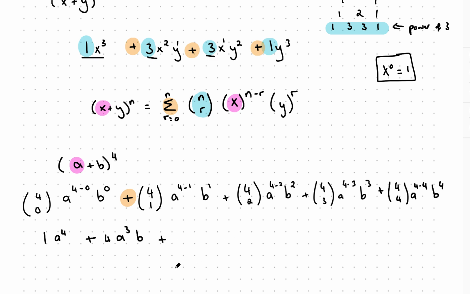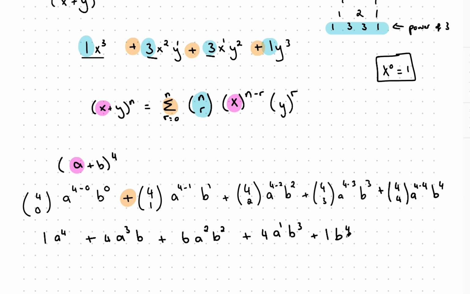4 choose 2 in our calculators is 6. So I'm going to have a to the 4 minus 2, which is a squared, b squared, plus 4 choose 3. That's going to be 4. A to the 4 minus 3, which is 1, b cubed, plus 4 choose 4 in my calculator is 1. A to the 0, anything to the power of 0 is 1, so 1 by 1 is 1, and then multiply by b to the 4.